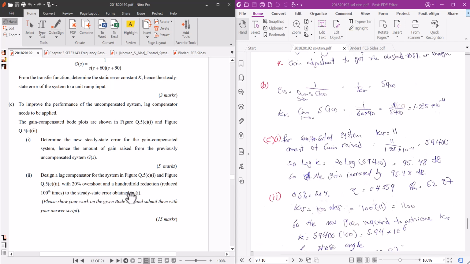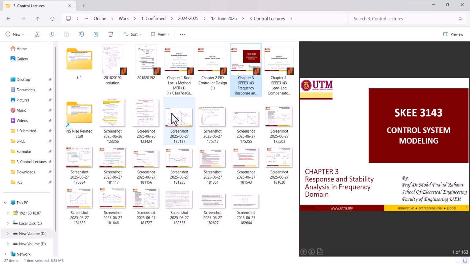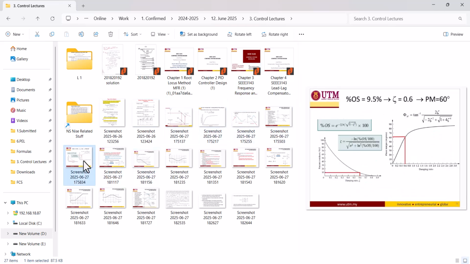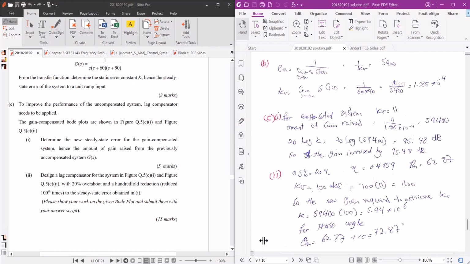So here, 20% overshoot. With a 20% overshoot, what will be the zeta? Zeta you can calculate from the formula or from the table if it is given in the exam. This is for the 20% overshoot. For 20% overshoot, it is basically around 0.5-something. So it's 0.44559 exactly.